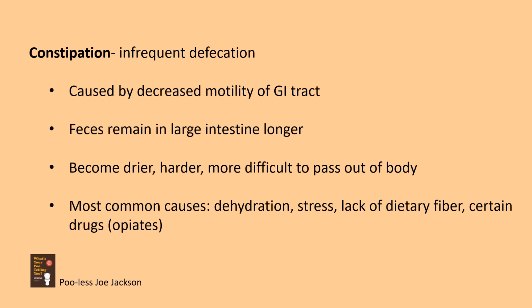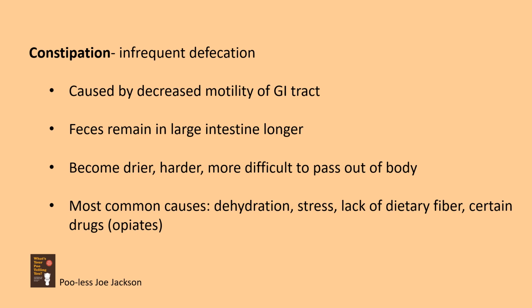So the longer the chyme and then the fecal material spends in the large intestine, the more water gets absorbed. And that leads to a dry, hard feces. And that's difficult to pass. And so it can be a self-reinforcing cycle here. As the feces become drier and harder and more difficult to pass, they stay in the large intestine and get even drier and harder and even more difficult to pass.